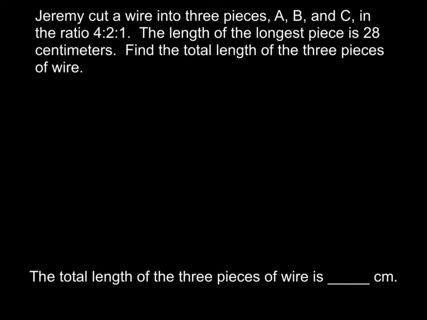In this problem, we're going to use 2 different methods to get the answer. We're going to start with the method that has us draw models. So if we have Jeremy cutting his length of wire into 3 pieces A, B, and C in the ratio of 4 to 2 to 1, I know that I'll need an A. That's 4 boxes.